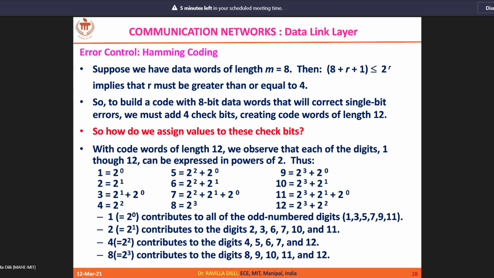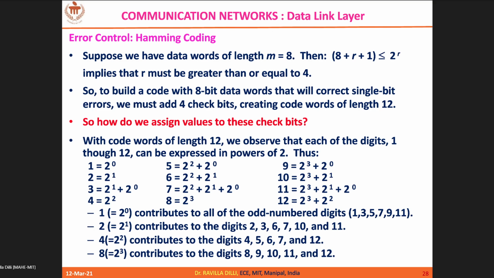Similarly, you identify the digits which have a 2 power 1 term. That is 2, 3, 6, 7, 10, 11. Same way, 2 power 2 digits: 4, 5, 6, 7, 12. Similarly, the digits that have 2 power 3 are 8, 9, 10, 11, 12. Done?